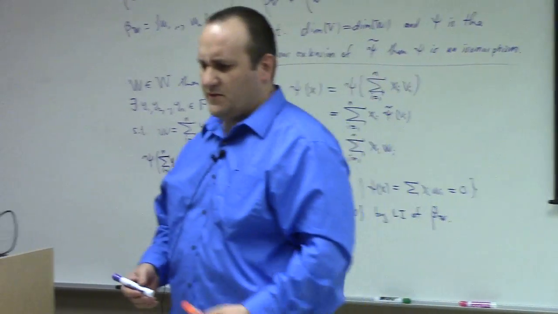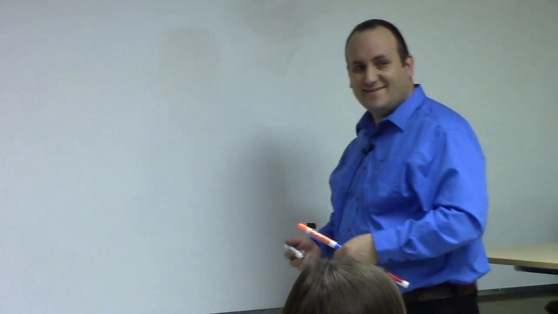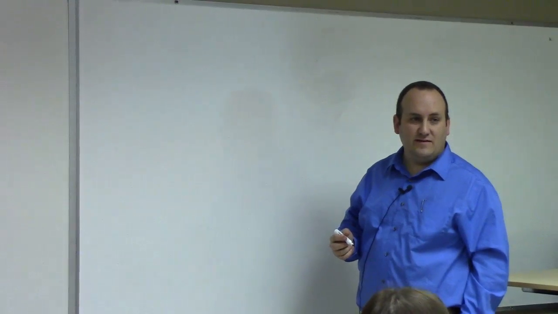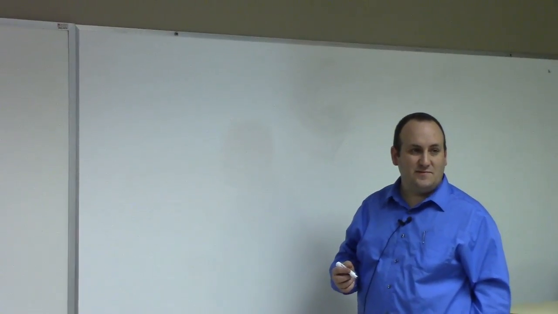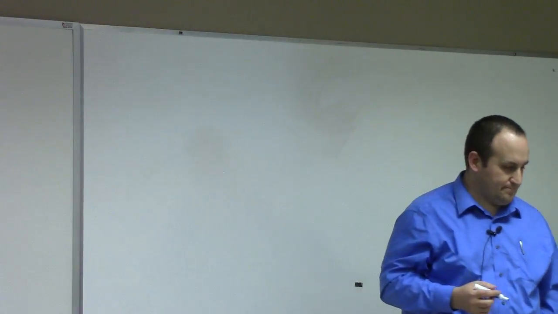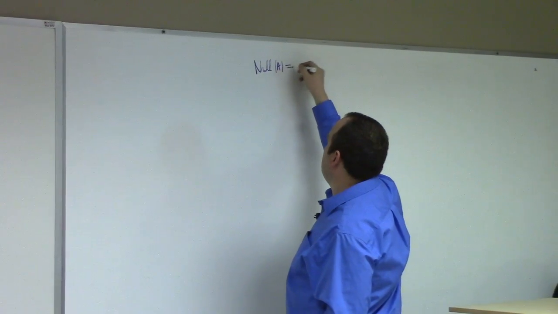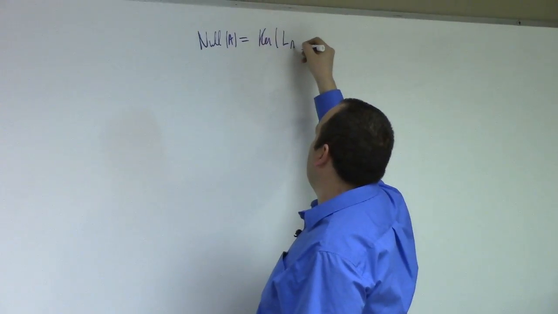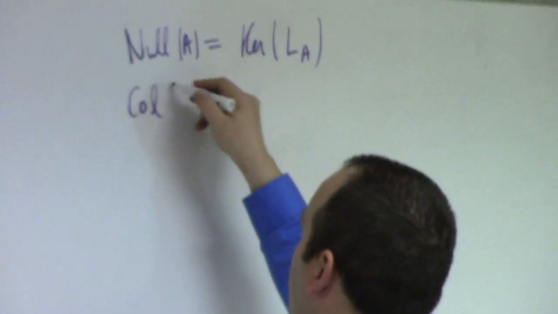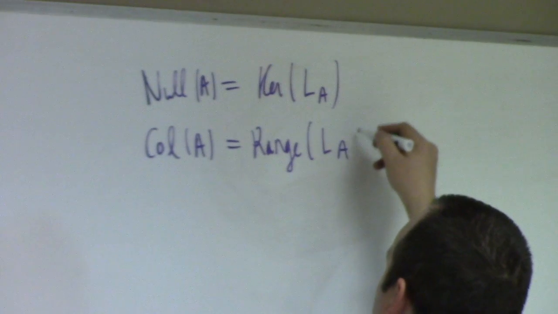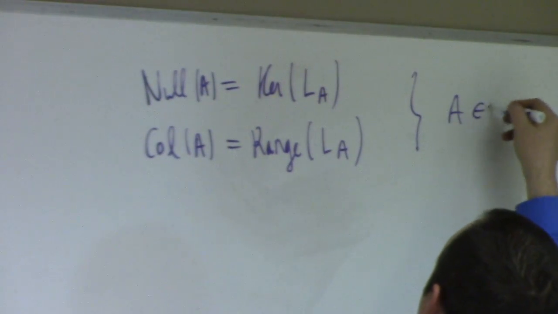By the way, what's the basis for the zero space? I don't say this enough, but it's what? Empty set. Not null space. Empty set. What is the null space of a matrix? What's the range of a matrix? Trick question. We never defined range of a matrix. Null space of a matrix is the set. I mean, we could say this, the null space of A is the kernel of the linear transformation induced by A, and the column space of A is the range of the linear transformation induced by A. This is for A in F^(m by n).